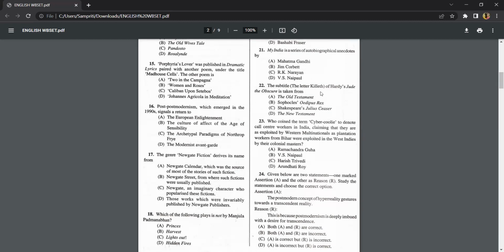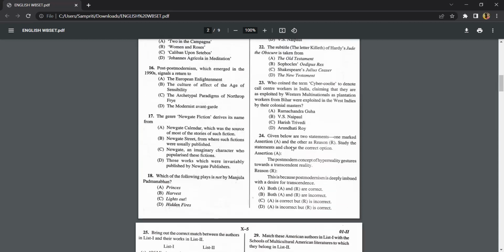22. The subtitle, The Letter Killeth, is from the New Testament, of Hardy's Jude the Obscure, taken from... Old Testament? No. Yes, D, the New Testament. Option D is the correct answer for question number 22.